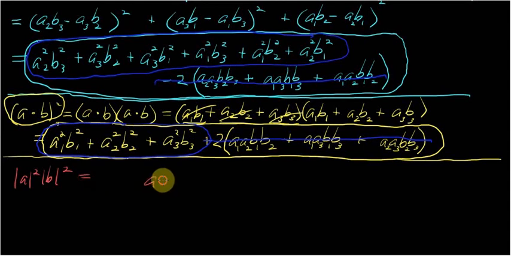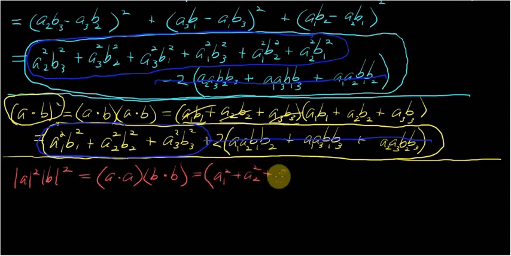And hopefully you are familiar with this identity. Vector dotted with itself equals its magnitude squared. So I'm just going to be using that. And so if I dot a with itself, it's just going to be a1 squared plus a2 squared plus a3 squared. Same thing with b.